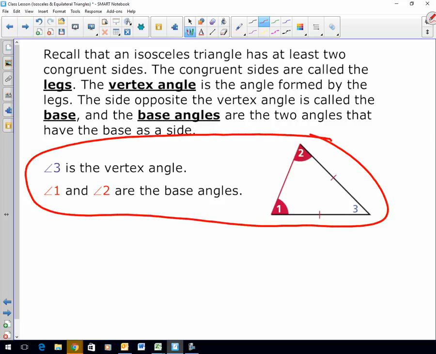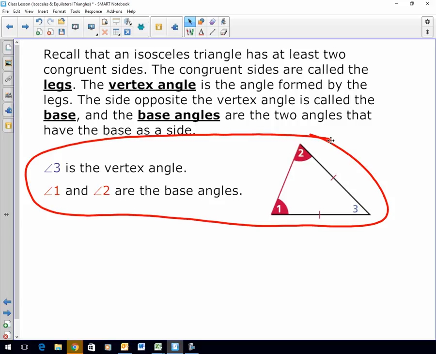Okay, an isosceles triangle has at least two congruent sides. The congruent sides are called the legs. The vertex angle is the angle formed by the legs. The side opposite the vertex angle is called the base. And the base angles are the two angles that have the base as a side. That is a lot of work to do to say that.